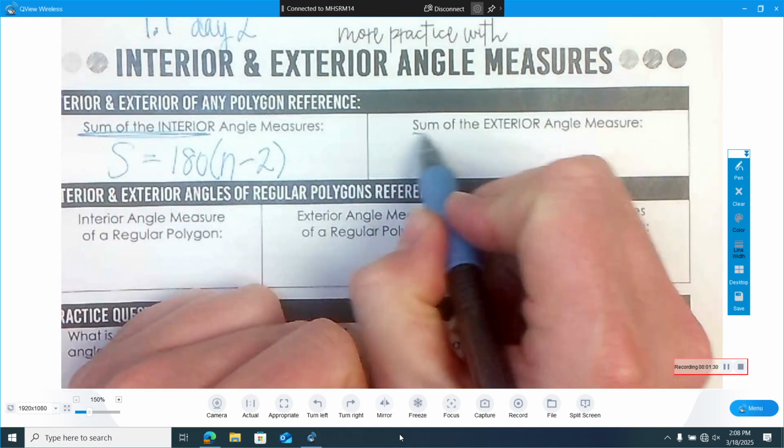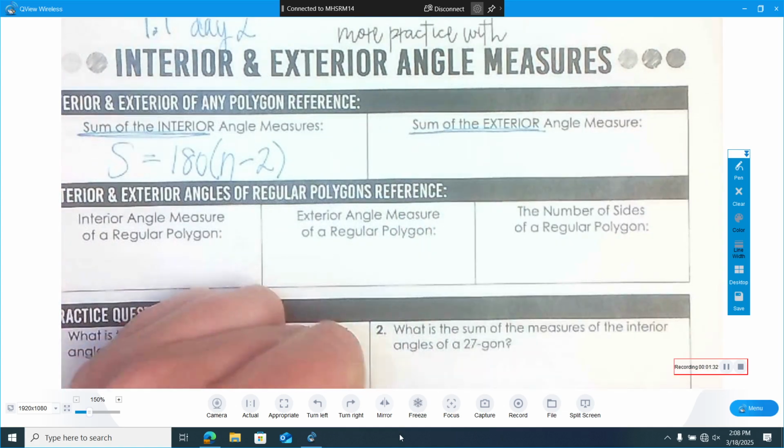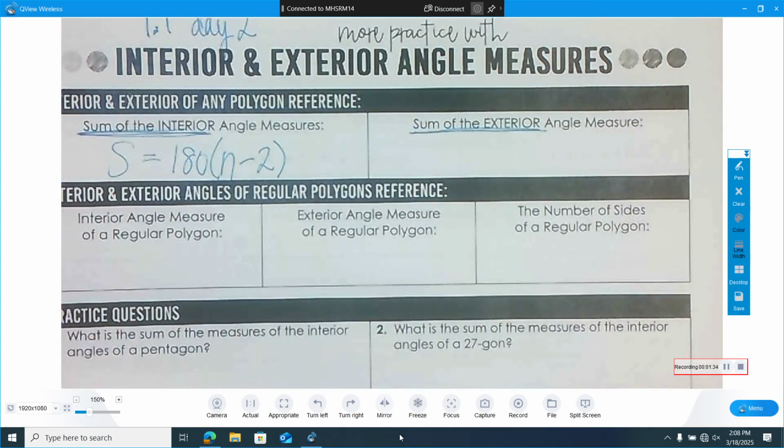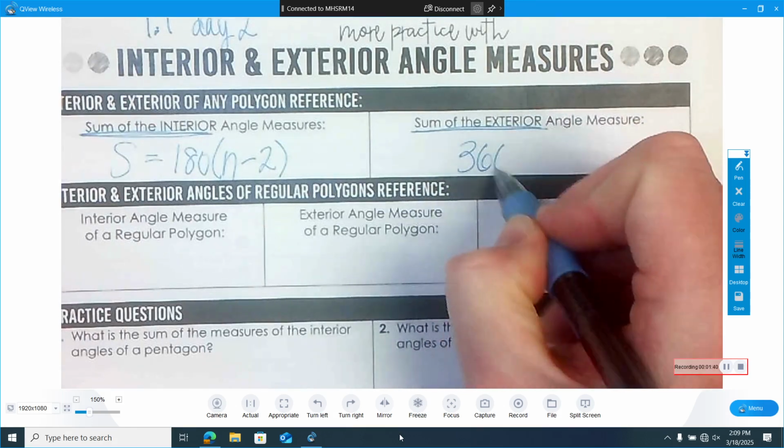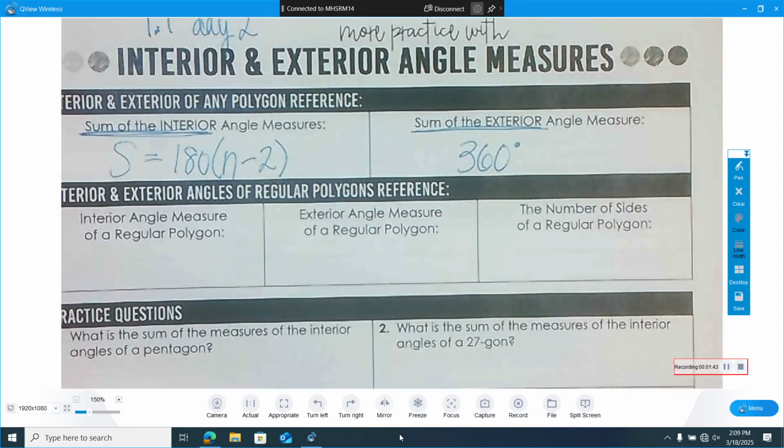What about the sum of the exterior angles of a polygon? It is 360. They were always 360 degrees. So the sum of the exterior angles always added up to 360 degrees. That was kind of interesting from yesterday.